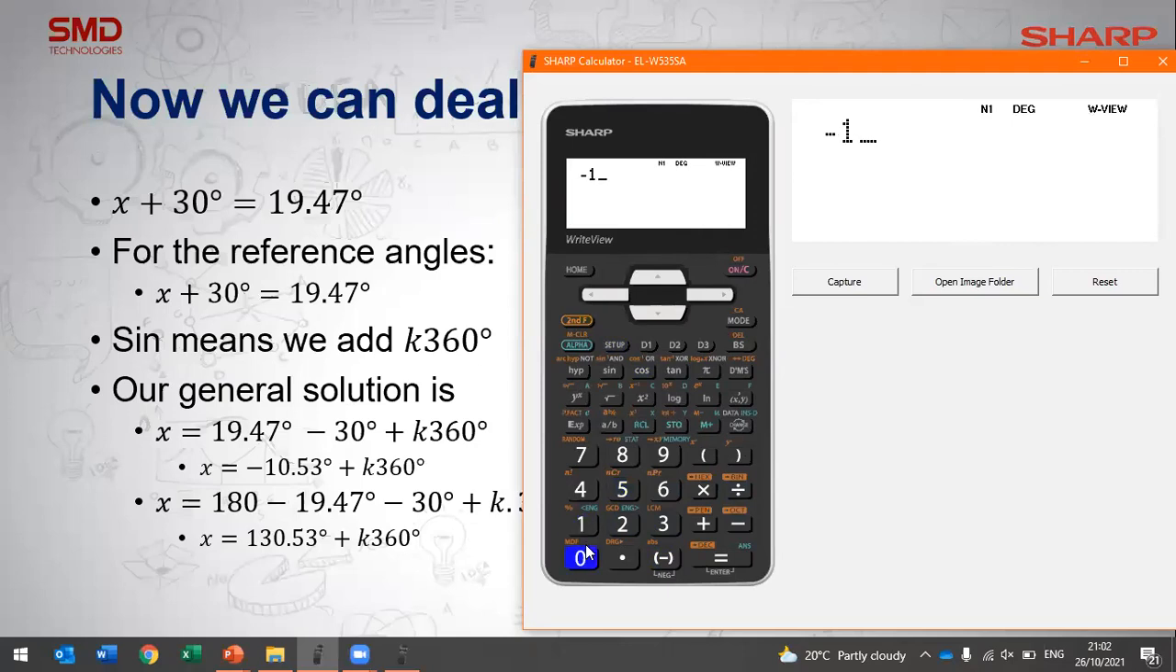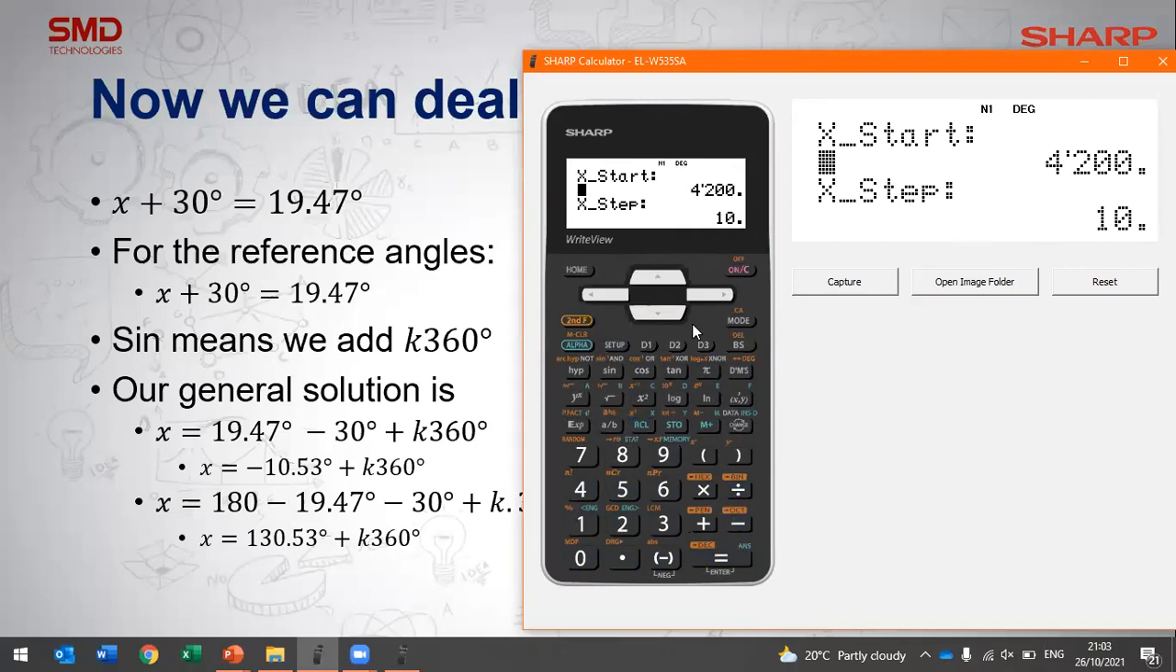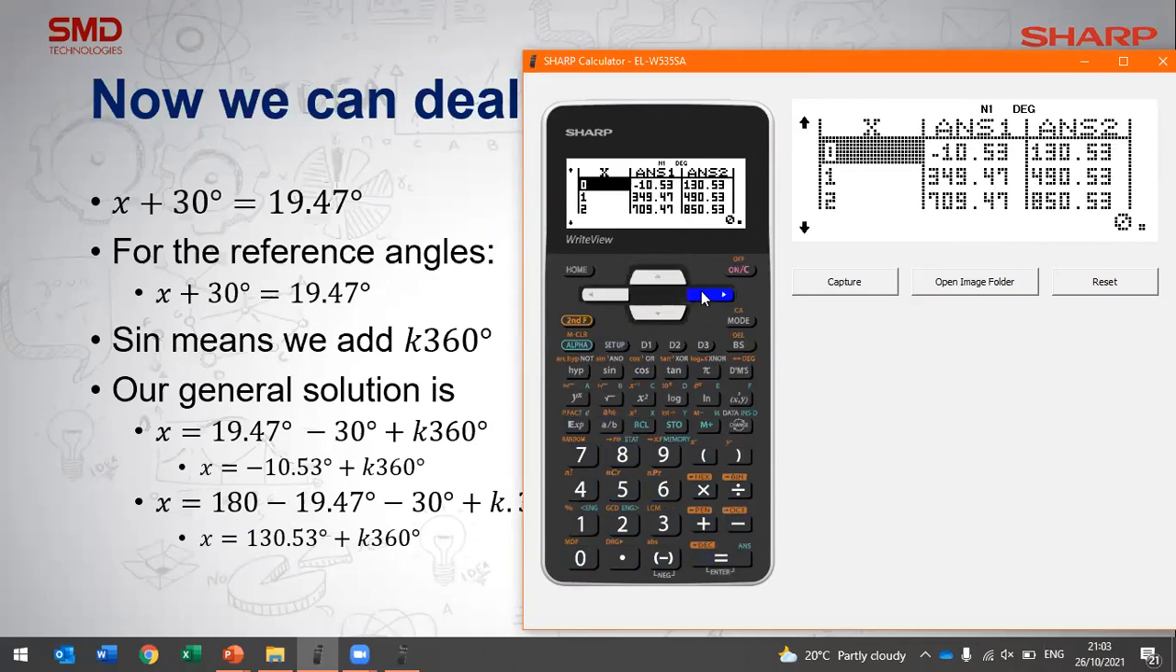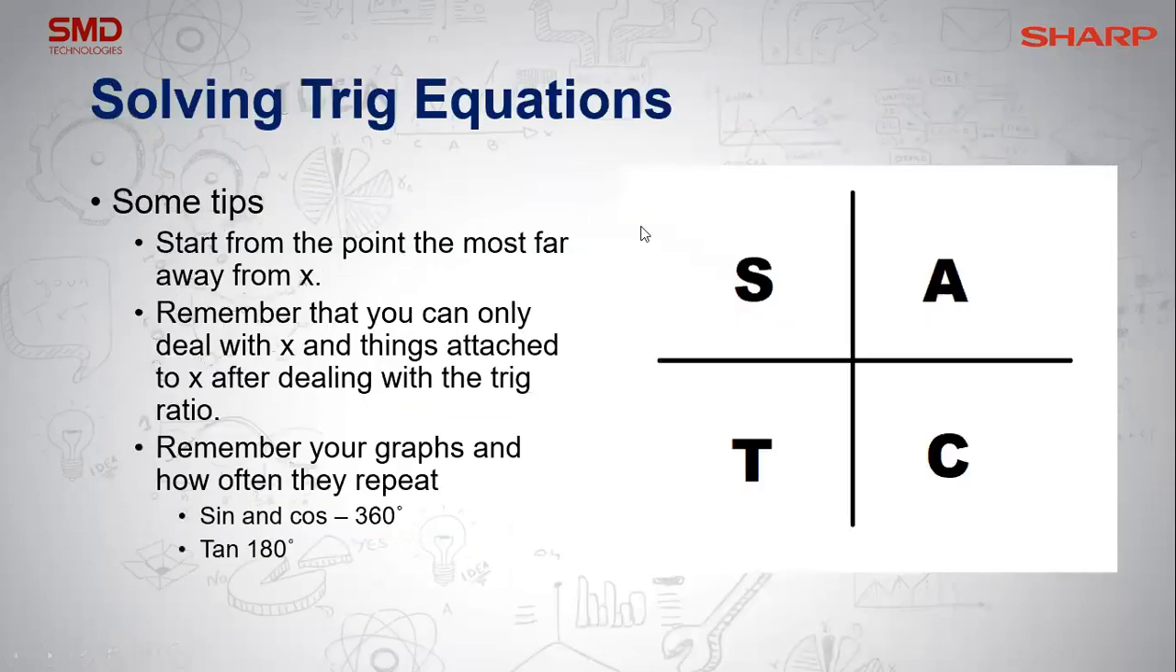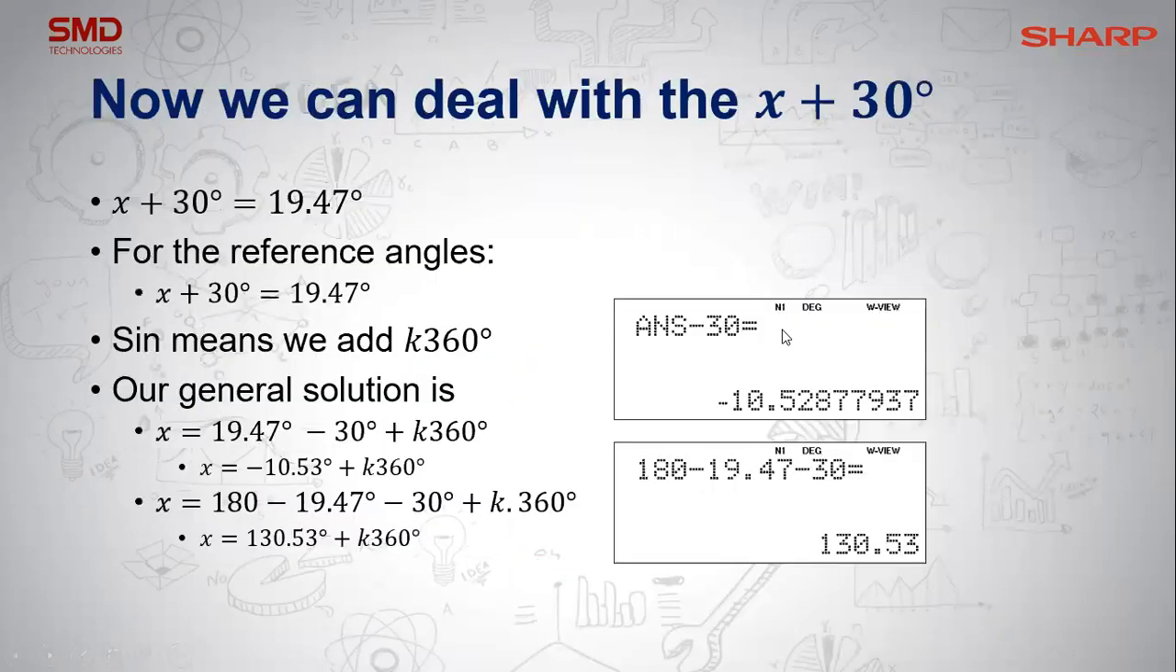So I'm going to have negative 10.53 plus, and instead of K, we're obviously going to use X times 360. And then in function 2, I'll do this one here. So 130.53 plus x times 360. And now, obviously, we'll start again at 0 and we'll make our step 1 because we're substituting integers in. And then if we wanted answers between, oopsie, I didn't actually specify. Say between 0 and 180.